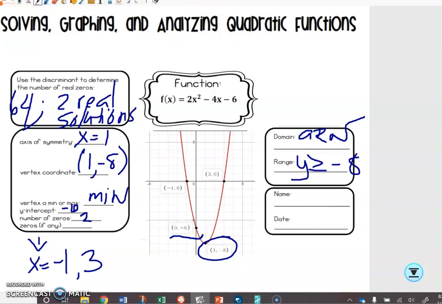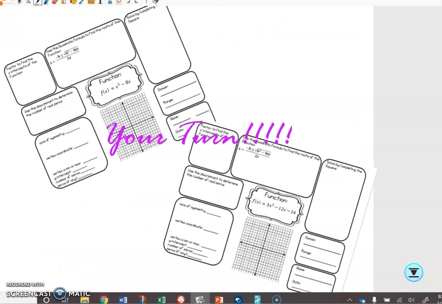Alright, so now you have two practice pages that look like these two. Find those two in your notebook and then go ahead and get started with those. Please make sure that you turn those in order to get credit for them.